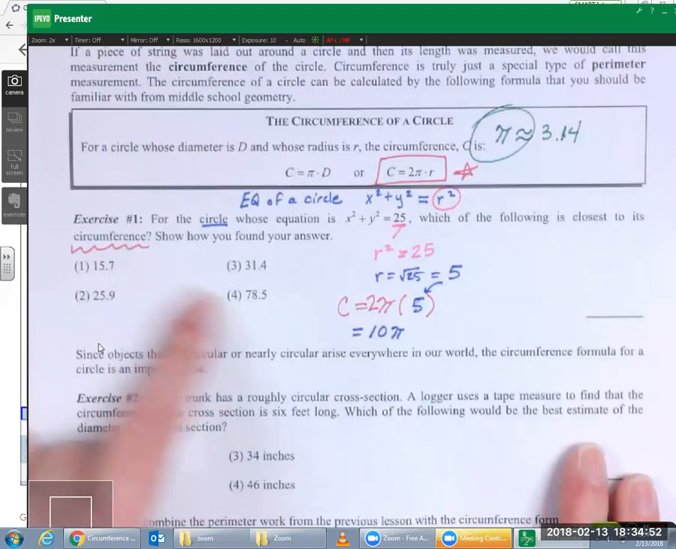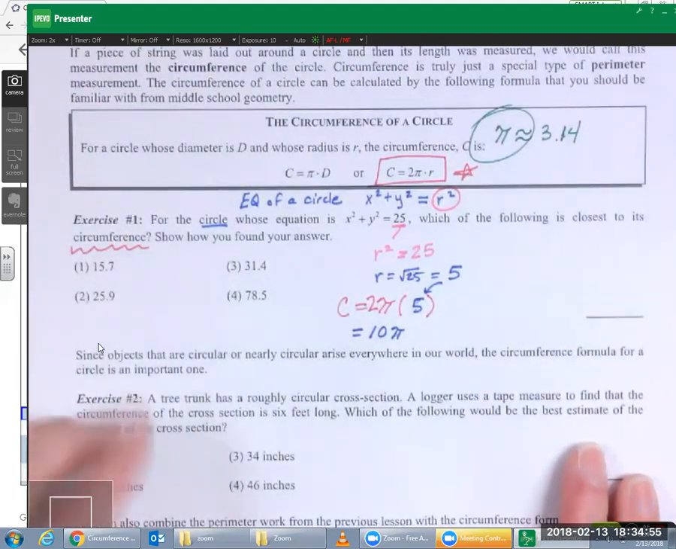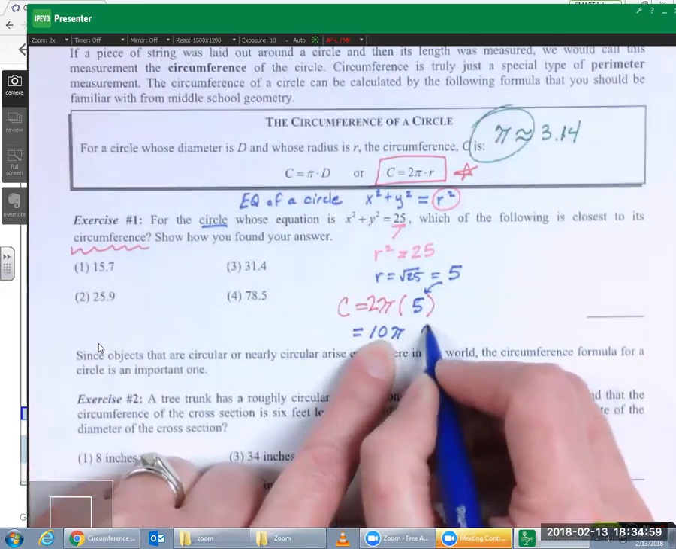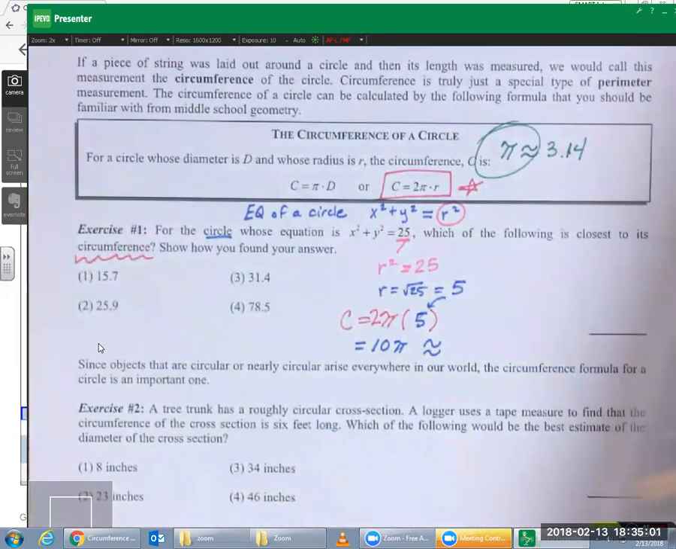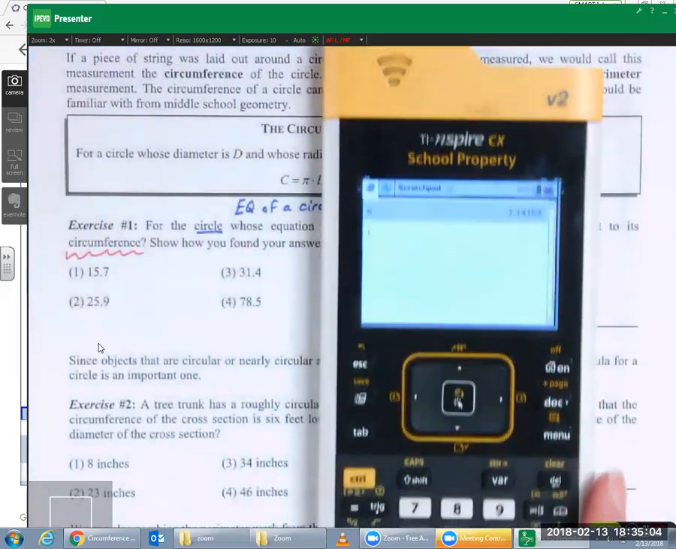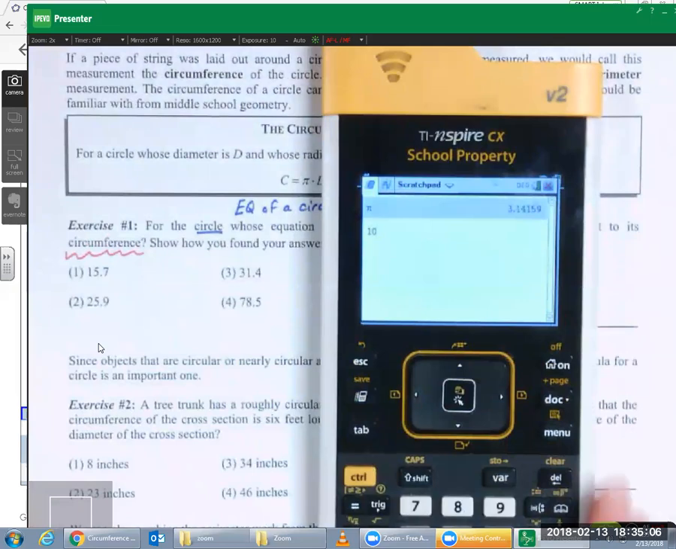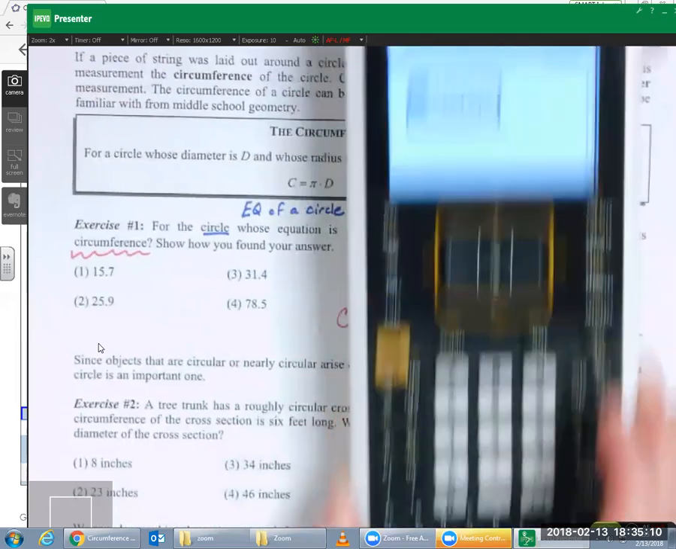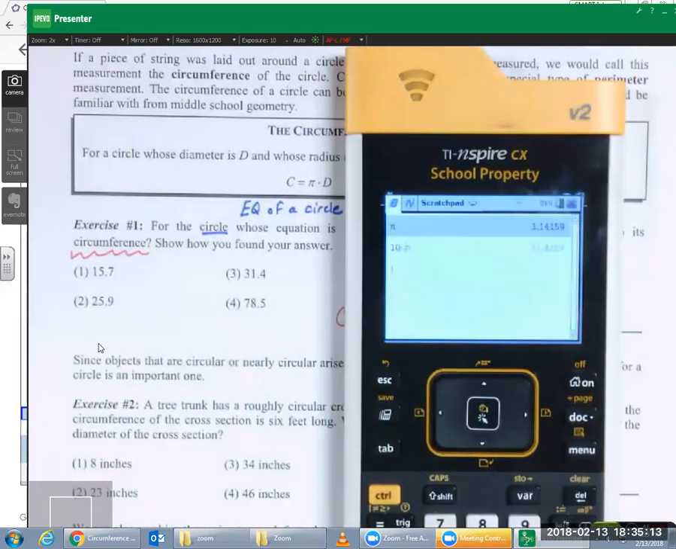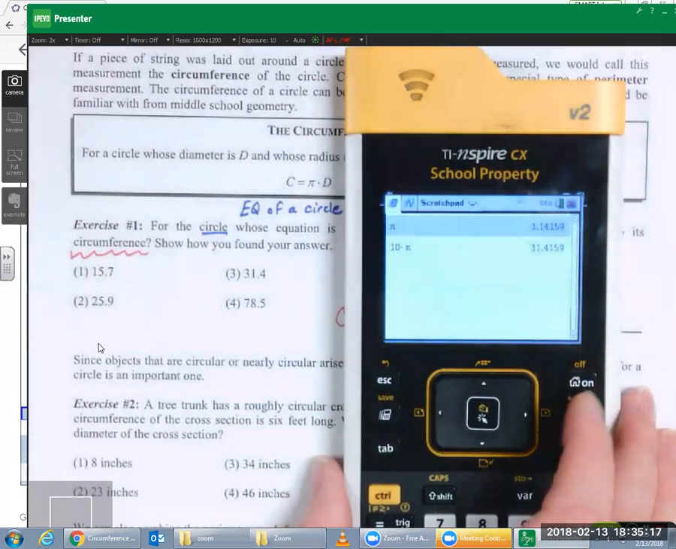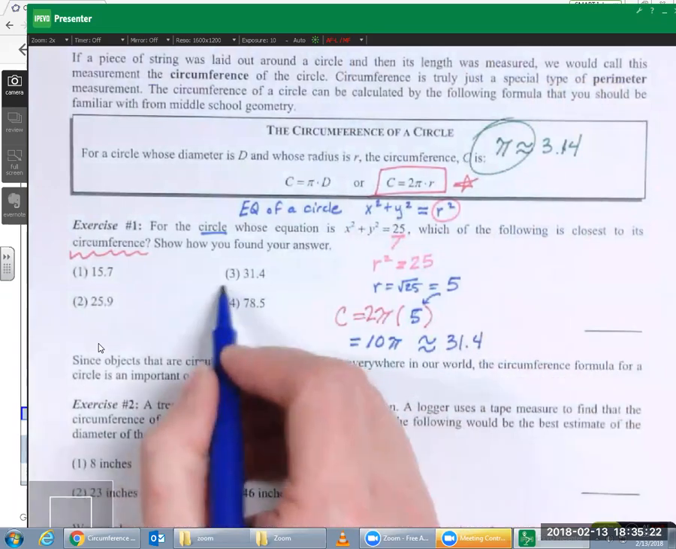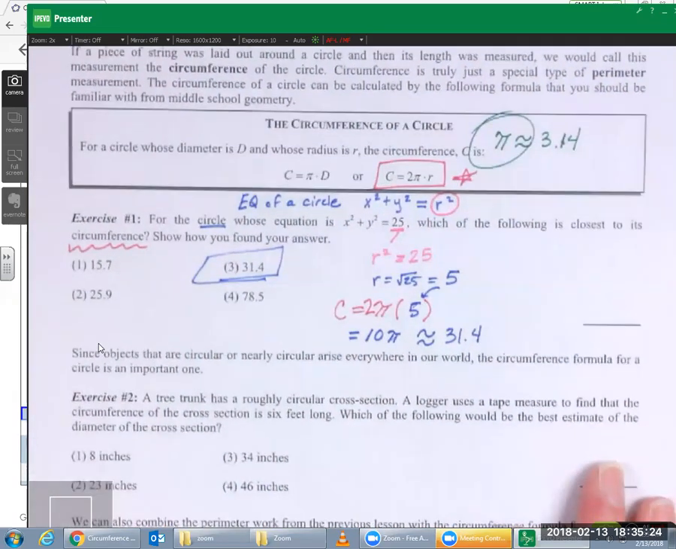All of our answers here are in decimal, so we need to go to the calculator to figure out about what 10 pi is. So let's put its approximation and open up the calculator. We're going to go 10 times pi. Remember, the pi button is down here by your alpha keys. So 10 times pi, 31.4159. Now we're going to round that, but you can see which one that's closer to. 31.4 about. So our answer choice would be choice 3.